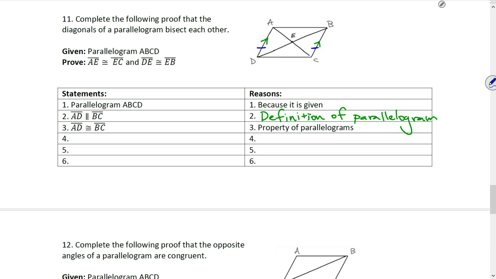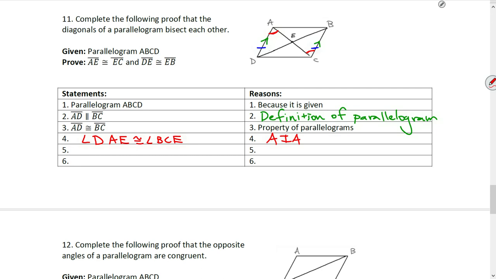So there's multiple paths through this proof, and either way you have to deal with some alternate interior angles, okay? And you could choose either the one up here or the one down here. For some reason, I'm gonna pick the one up here. So these two are alternate interior angles, and I have angle DAE is congruent to angle BCE because they're alternate interior angles.